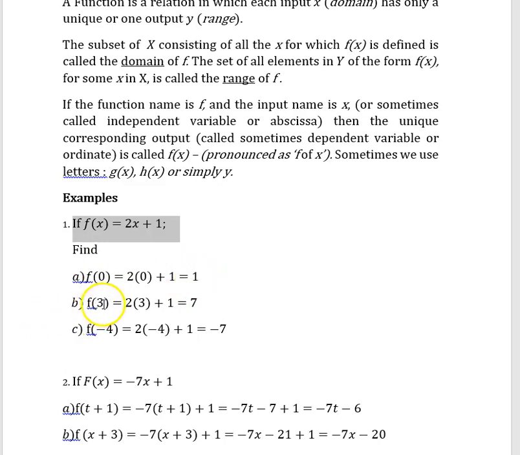B. If it is f of 3, it means input value becomes 3. If you substitute 3 there, it will be 2 times 3 plus 1, which is 7. So it means our output will be 7 if our input is 3. For f of minus 4, I put it there as my input. It will be 2 times minus 4 plus 1, that is minus 7. So it means for an input value of minus 4, the output is minus 7.